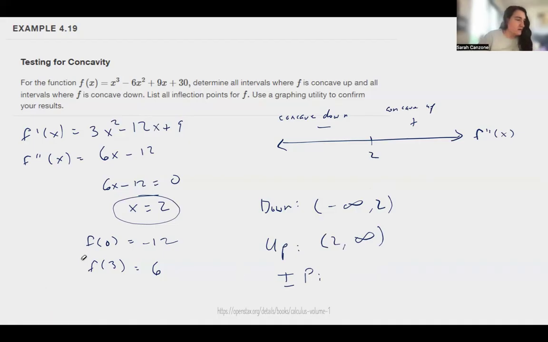So let's see here. If I know that we are looking at x equals 2, f at 2 is, let's see, I have this written down, this is 32. So the inflection point is at (2, 32).